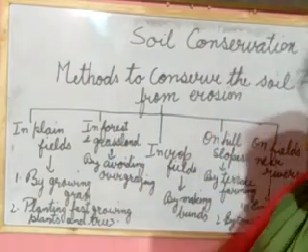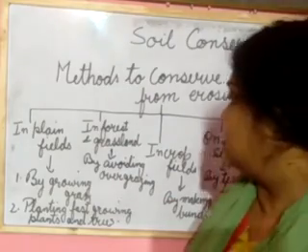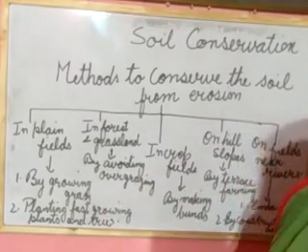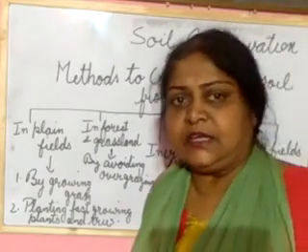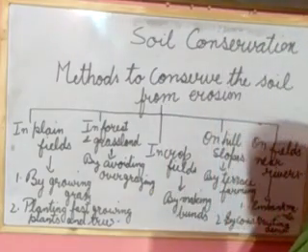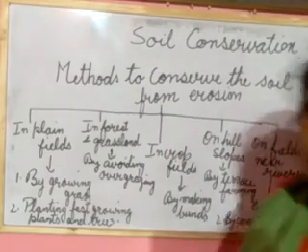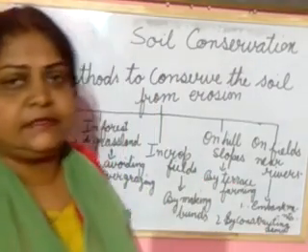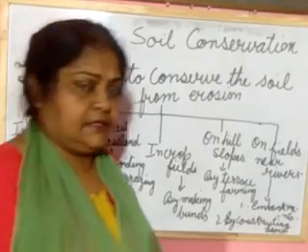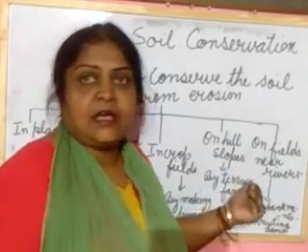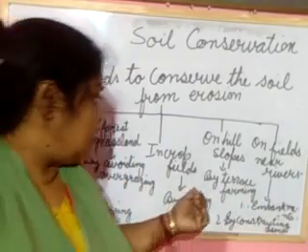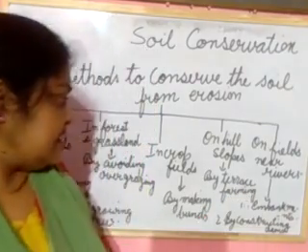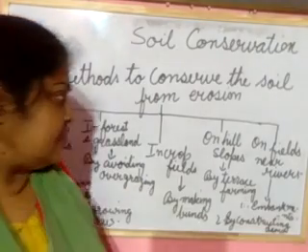In the forest and grassland, how will we conserve it? By avoiding overgrazing. In a crop field, what will we do? In a crop field, by making bunds. In hilly slopes, how will you conserve? By terrace farming.